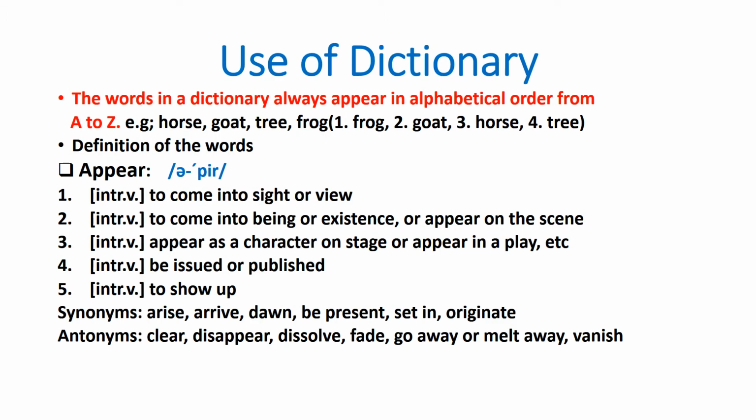Okay students, when we keep learning the use of dictionary, the first thing that we need to remember is the words in a dictionary always appear in alphabetical order from letter A to letter Z. For example, I have selected 4 words for you here to learn: horse, goat, tree and frog. And we can see none of these 4 words is starting from letter A, B, C, D or E. So the word here we have starting from F is frog. So we shall write the word frog in the alphabetical order list on number 1.